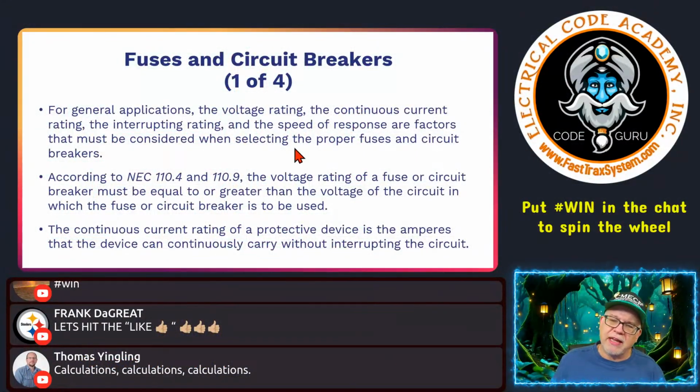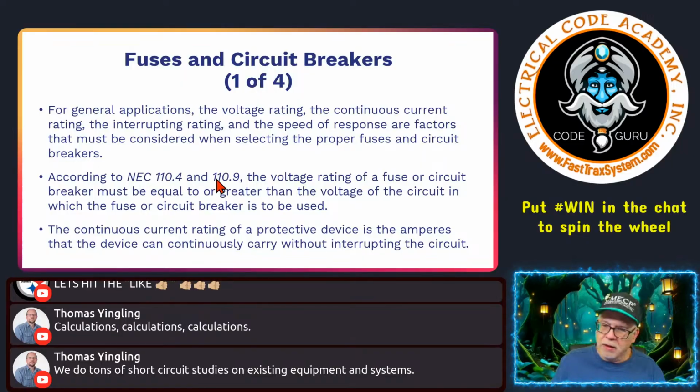Now, according to the NEC 110.4 and 110.9, the voltage rating of a fuse or circuit breaker must be equal to or greater than the voltage of the circuit in which the fuse or circuit breaker is to be used. That's a no-brainer, right? If it's 120 volt rated, then here's where people get screwed up, okay?